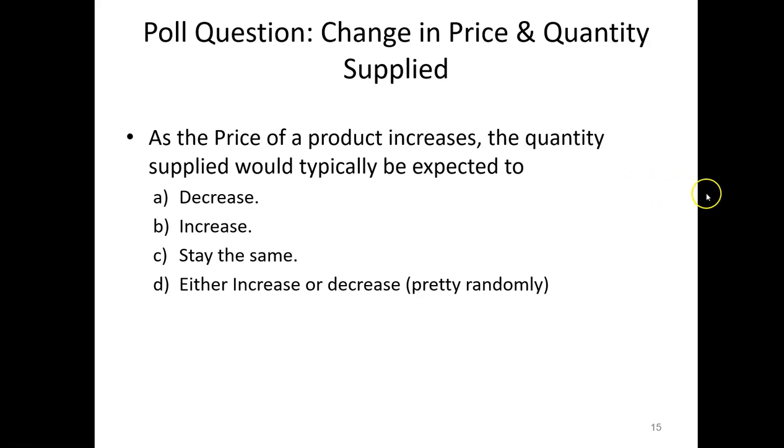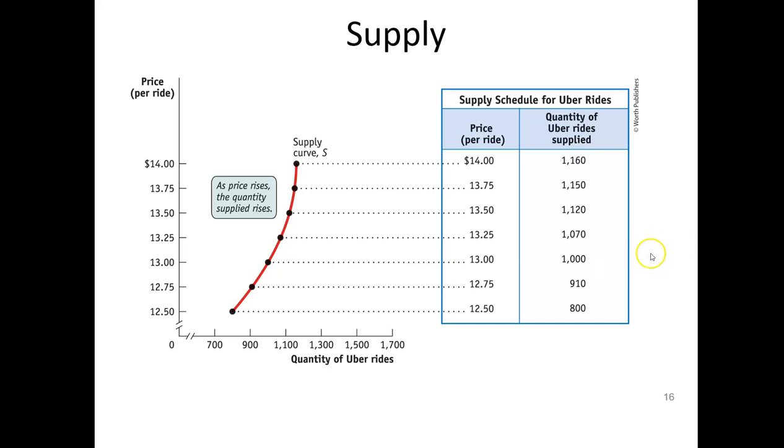So take off your consumer hat and put on your producer hat, your seller hat. If you're a producer and seller and the price of the product that you're producing and selling increases, the quantity that you would be interested in selling of that product would what? Well, it would increase, right? Why would that be the case?